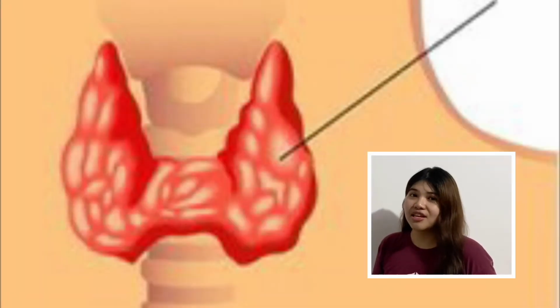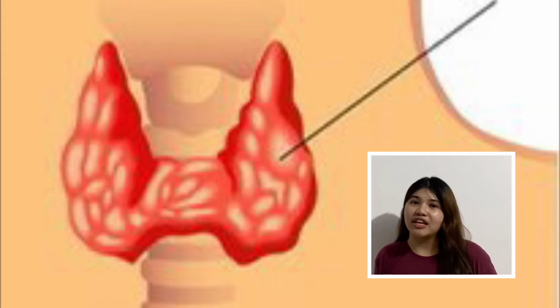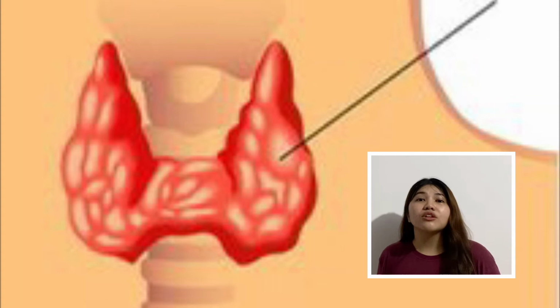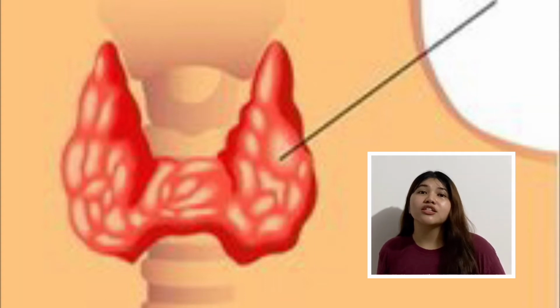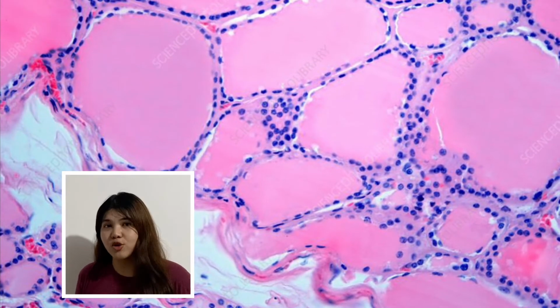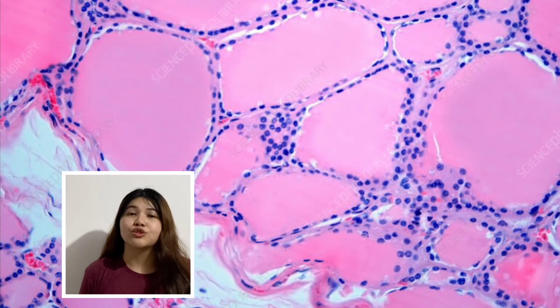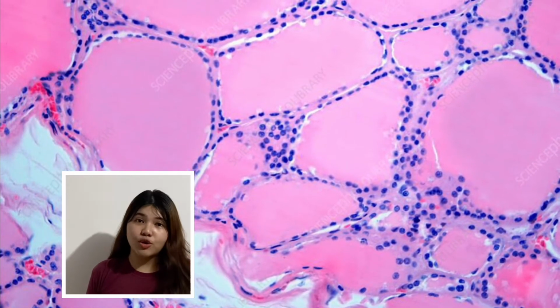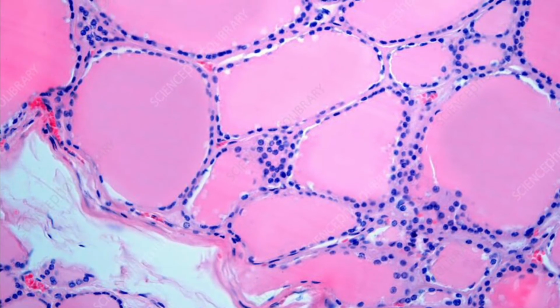So to summarize everything about the thyroid gland, it has two lobes and a narrow band connecting it called the isthmus. It is also one of the largest endocrine glands in our body, and its primary function is to secrete thyroid hormones. These thyroid hormones bind to the nuclear receptors in the cell and control metabolism. They are stored inside the thyroid gland in the thyroid follicles.